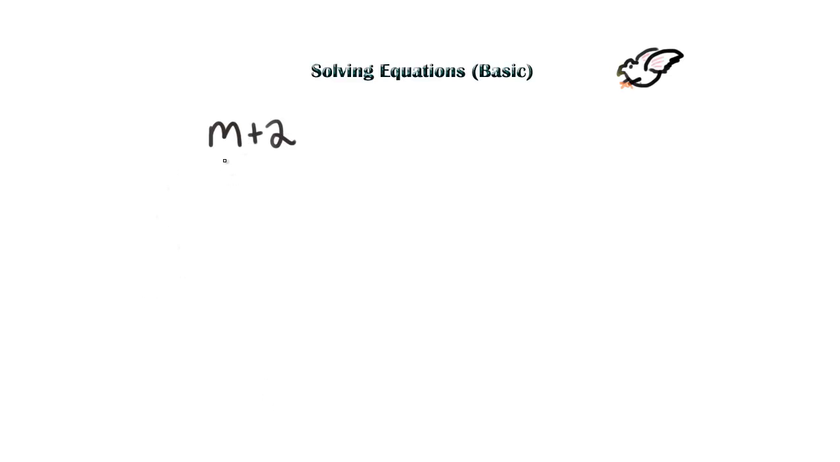You have the variable m, the letter m, the number 2. Now I'm going to make this into an equation. All I have to do is put an equal sign, equal to, say, -5. So now it's an equation because of the equal sign.